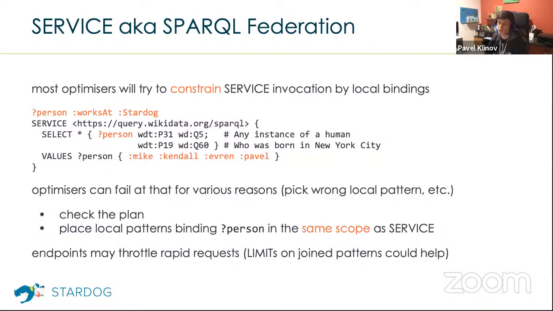So instead, what query engines will try to do is find the local pattern which joins with the service, evaluate that local pattern first, get its results, push them into the values bindings, and then push those bindings into the service invocation. And you should be able to read query plans to see whether that happened or didn't happen. And you should try. If you see that it doesn't happen, maybe you should try to help the query optimizer to see that there is actually a local pattern for the same variable. Place them close, at least in the same graph pattern as the service, not somewhere far away in the query where it's difficult to find.